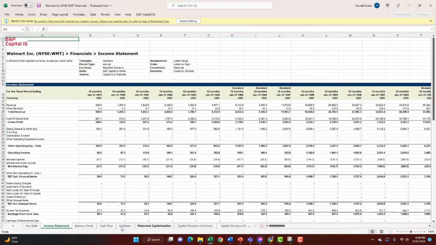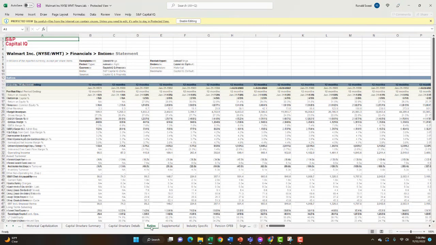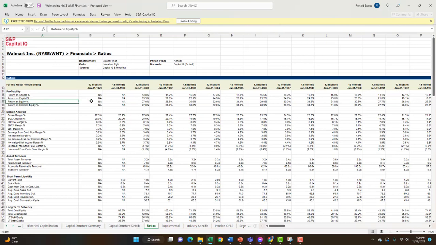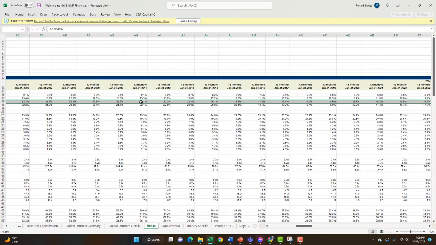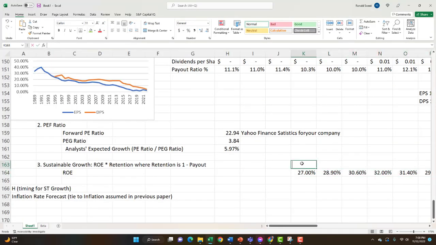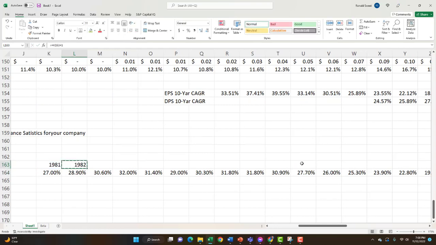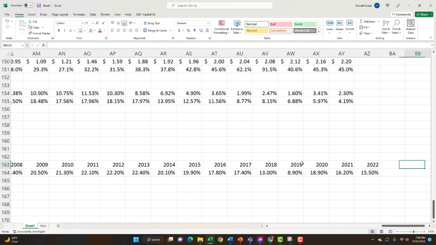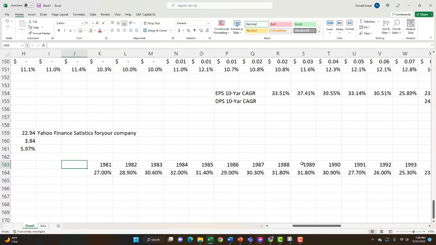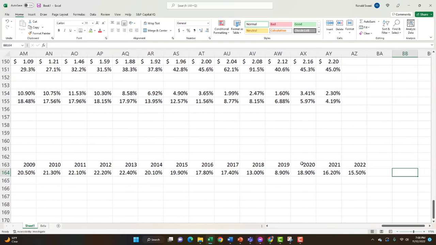So let's look at ratios. And here's return on equity right here, starting in 1981. I'm going to bring that over. Just copy it. 1981, 1982, copy that over, 2022. What I want to look at is the last few years and see if we can get some sense. The last year, 15.5% looks pretty reasonable.